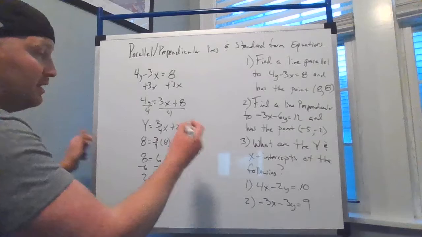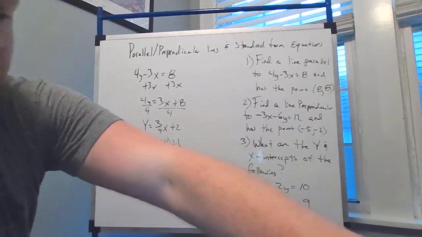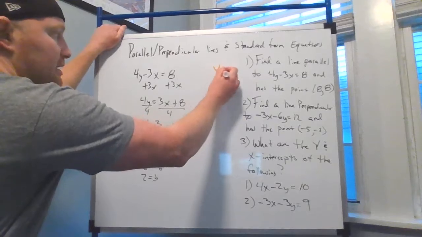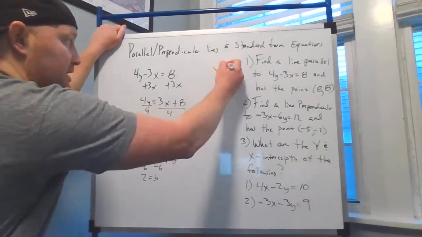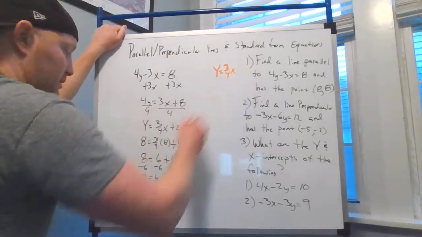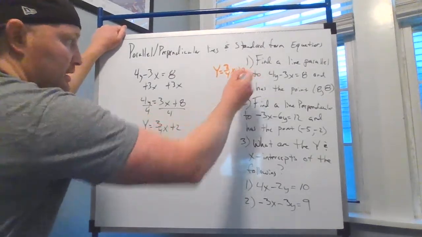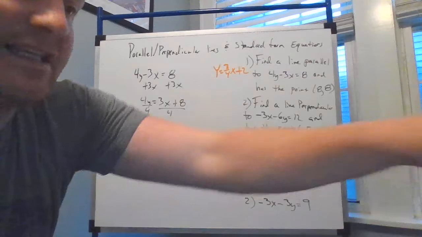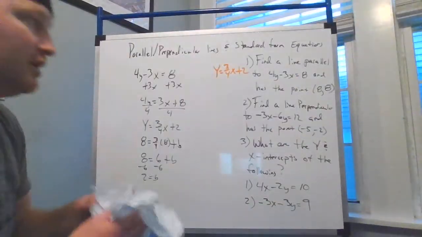2 equals b. So the answer for this one would be y equals 3/4 x plus 2. That is how you do that. There will be questions like this on tomorrow's quiz.